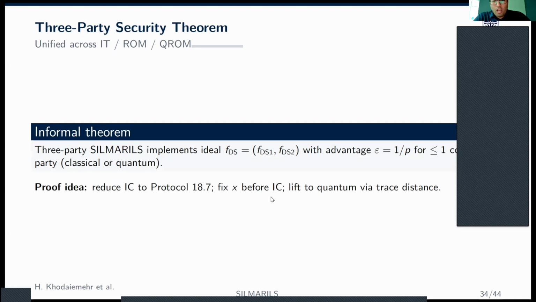On the three-party side, we can state a clean theorem as expressed here. Three-party SILMARILS implements FDS, indicated here, with advantage 1 over P for at most one corrupt party. And it is valid in classical or quantum setting. The proof idea is also very simple. It reduces to the information checking protocol, and it binds AX before information checking starts and lifts to the quantum setting via some trace distance and some computational tools. So we don't want to talk about the proofs here.